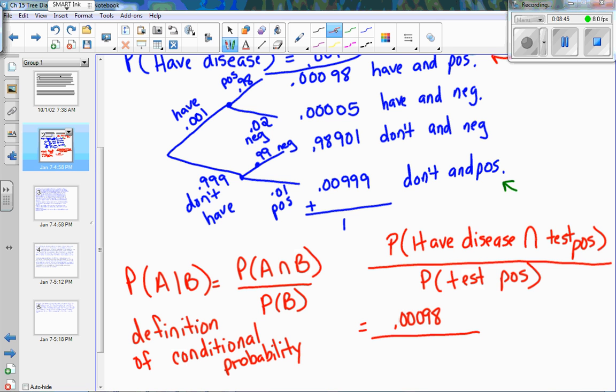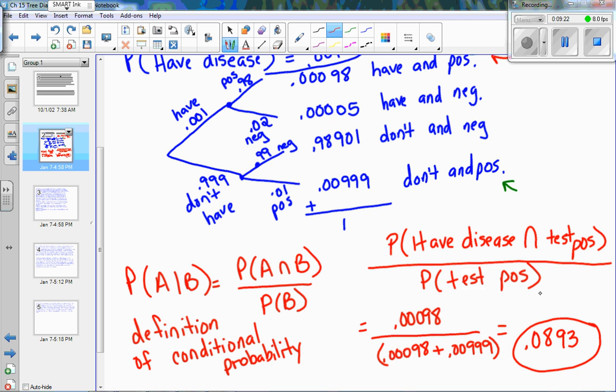So I end up with, in the denominator, 0.00098 plus 0.00999. So those are the 2 different ways that you can test positive. Now if you take this and divide it out, 0.00098 divided by the sum, and remember if you are using the divide by key and not using a fraction key, don't forget to put parentheses there. But go ahead and do that and you come up with an answer, 0.0893.